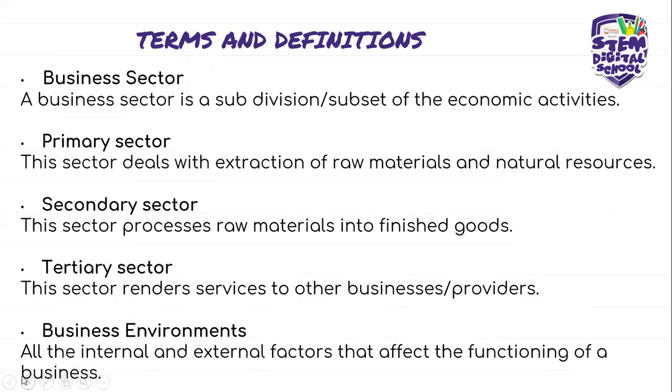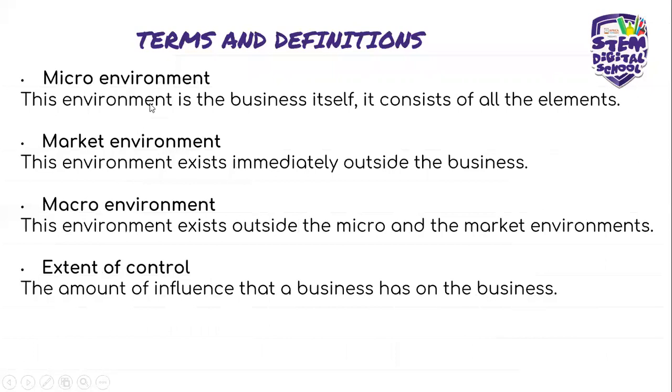So grade 12s, these are your important concepts and they still continue. We also spoke about microenvironment. We said it's within a business itself. And then we spoke about market environment. We said it exists immediately outside of the business. So anything that affects, it's outside the business, that will be regarded as your market environment. Then your macro environment, it's outside the business and outside the market also. So it's the combination of micro and market, you get your macro.